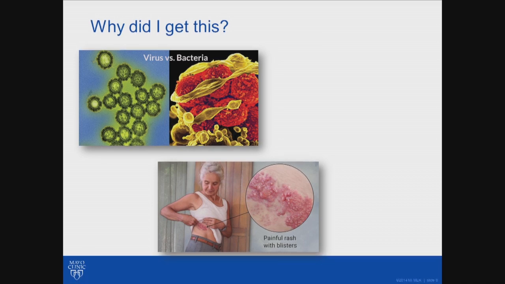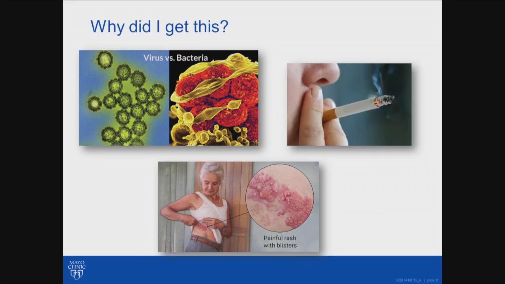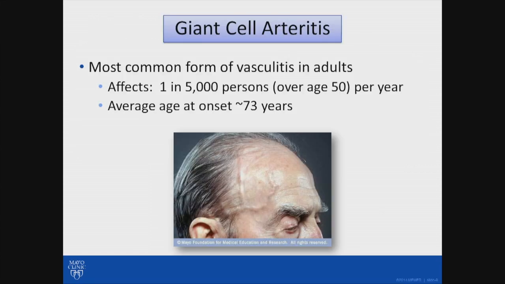There's another interesting concept out there and a lot of interest in the role of smoking in triggering giant cell arteritis. Most studies show that it is a risk factor. Either current smoking or a history of previous smoking may trigger the development of GCA. So again, there's more for us to learn.